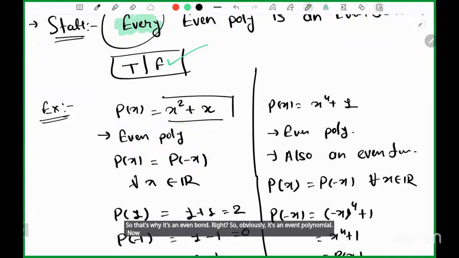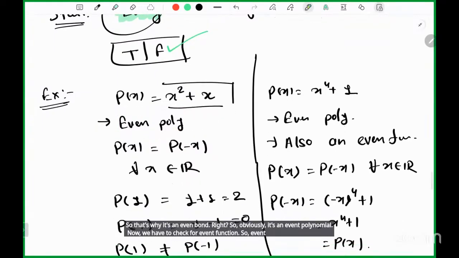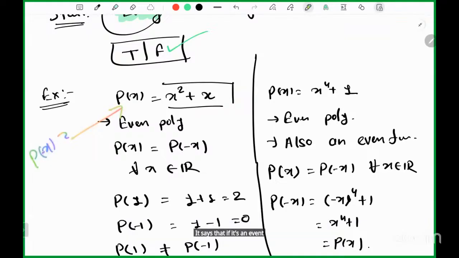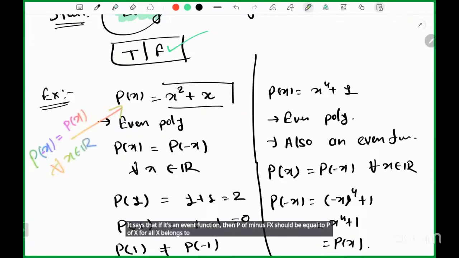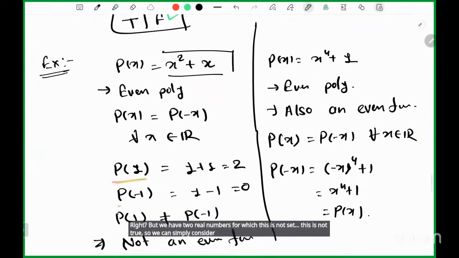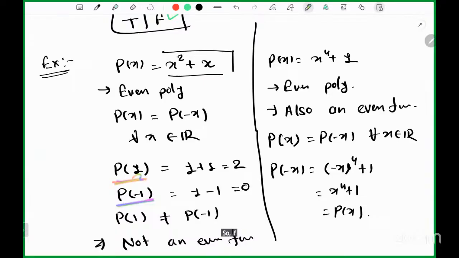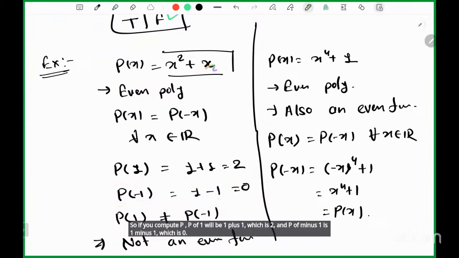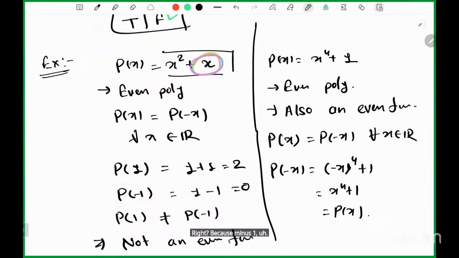Now we have to check for even function. So what does the even function's definition say? It says that if it's an even function, then p of minus x should be equal to p of x for all x belonging to real numbers, right? But we have real numbers for which this is not true. So we can simply consider p of 1 and p of minus 1. If you compute, p of 1 will be 1 plus 1, which is 2, and p of minus 1 is 1 minus 1, which is 0, right? Because if you substitute minus 1, you'll get 1 minus 1, that's why 0.